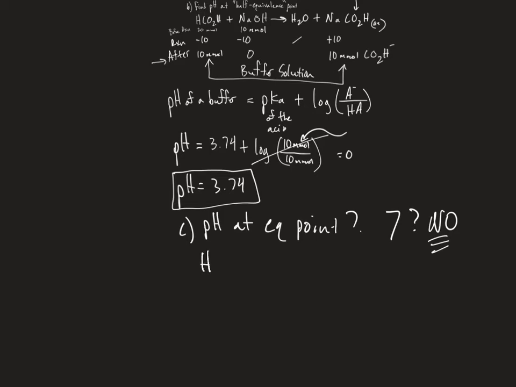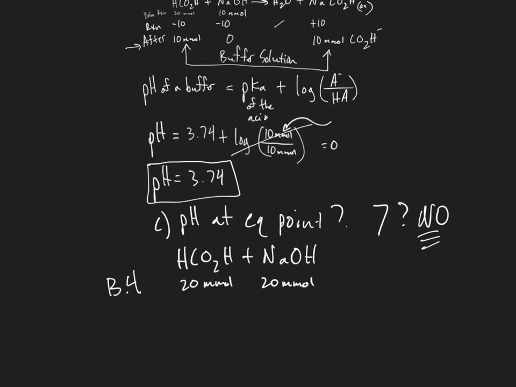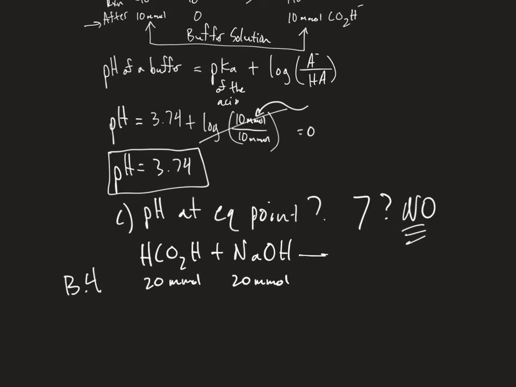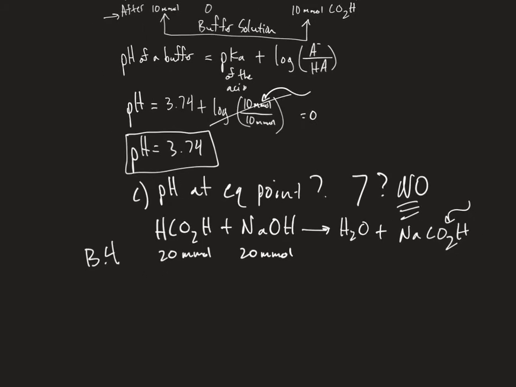If we have HCO2H plus NaOH before the reaction, there we go, we had 20 millimoles. Now we're adding 20 millimoles. In this case, we always have to consider what we're producing and whether it will affect the pH. H2O, no, but remember we've got all this weak base that we're producing. So there's our before. We're going to do a reaction. All of this reacts with all of this, and we're adding 20 millimoles over here.